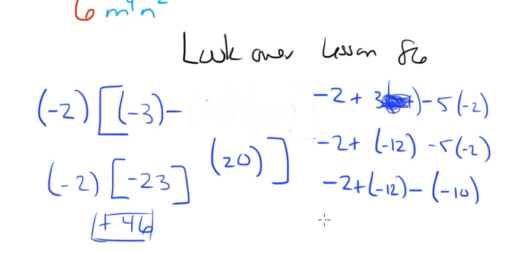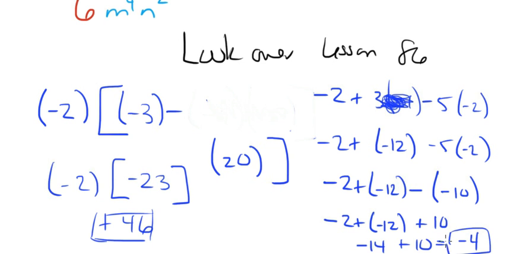So we wind up with -2 plus -12, and then a negative times a negative is a positive, so it ends up being +10. Okay? And here we have, what's the opposite of 2 plus the opposite of 12? Yeah, the opposite of 14, right? The opposite of 14 is -14. +10 equals what? Exactly, and that is our answer.